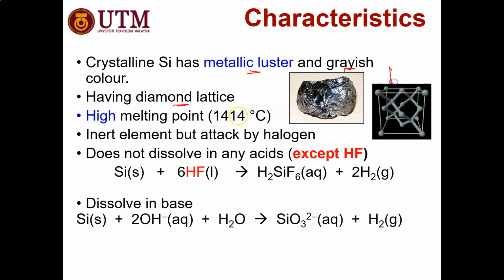Maknanya dia punya formation tu is a diamond lattice, which is why it has a very high melting point, around 1414 degrees Celsius. It is generally inert, tapi can be attacked by halogen. Okay, so halogens such as fluorine contohnya. So it does not dissolve in any acid except hydrofluoric acid. Sekejap lagi masa kita masuk ke the oxide compound, I will stress on kenapa kita perlu tahu bila ada benda gelas kita tak boleh guna apa-apa yang kita tak boleh guna gelas untuk handle hydrofluoric acid. So with silicon reacts with hydrofluoric acid, you will get the hexafluorosilicic acid with the release of hydrogen.